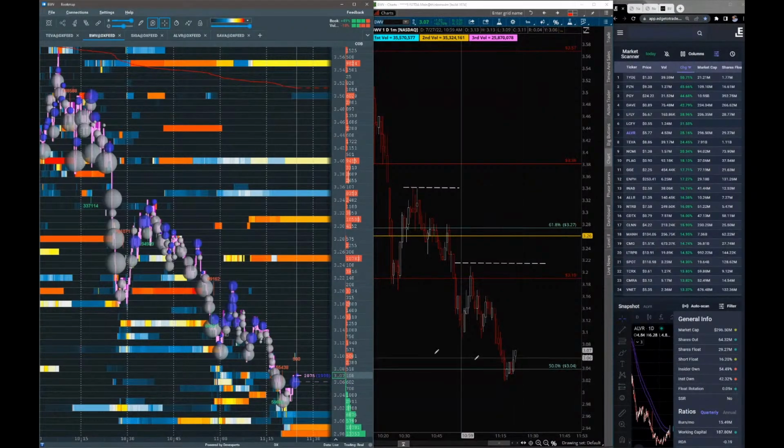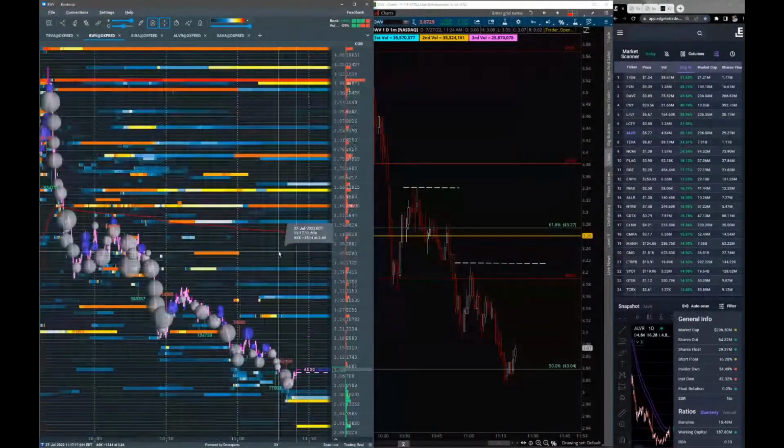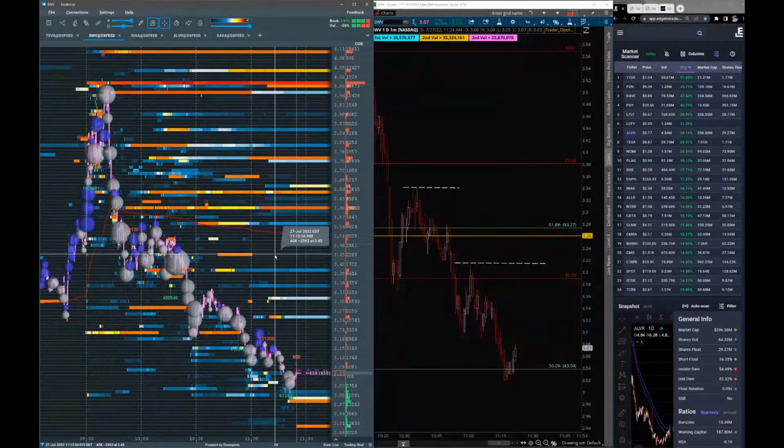That's a small bounce over here from that 50% fib level at 304. Again, patience on this trade.